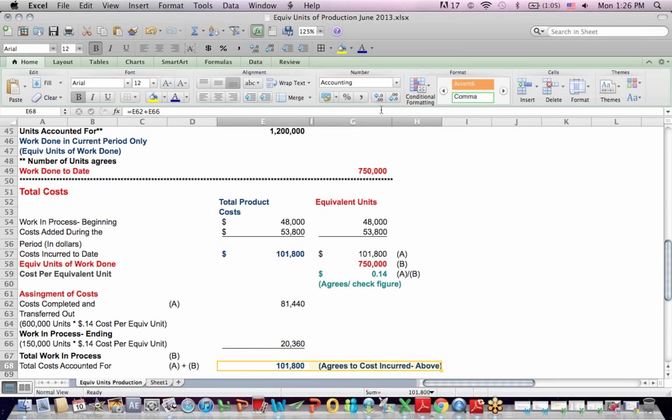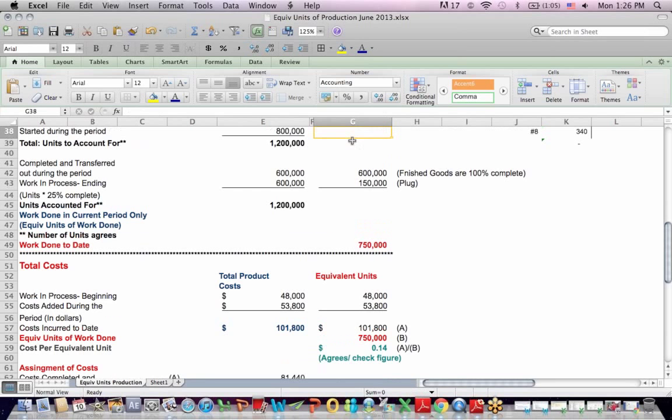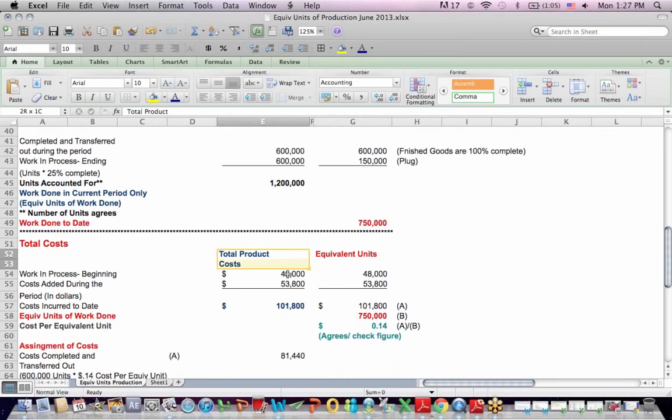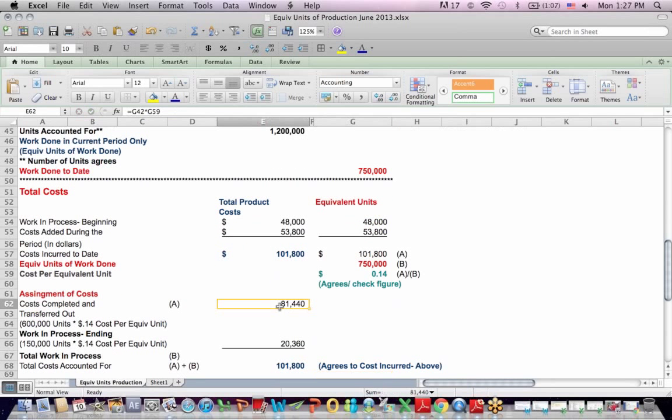So what we did there was we calculated what happened to the physical units. We then adjusted based on percentage completion to come up with equivalent units of production, 750. We added up our costs. We divided the total cost by the equivalent units. And then we used the cost per equivalent unit, the 14 cents, and multiplied that by each of the equivalent units, and we end up assigning the entire 101,800. So we have assigned costs to equivalent units, and we know where our costs were incurred based on equivalent units. That's as far as we're going to get on equivalent units.